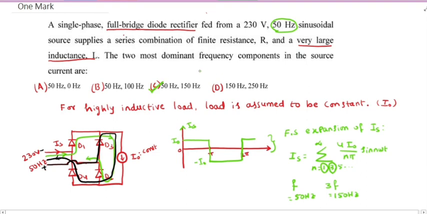Suppose the question asked for the two most dominant harmonic frequency components. Here the fundamental is not a harmonic, it is the pure component. Then the dominant harmonic frequency components would be 3f and 5f. But anyway, the question is the two most dominant frequency components, so simply it is 50 Hz and 150 Hz. Option C is correct.